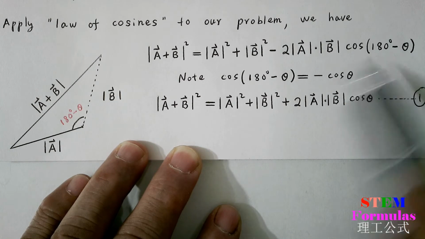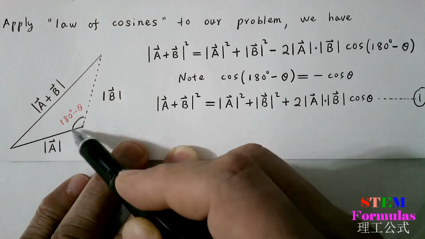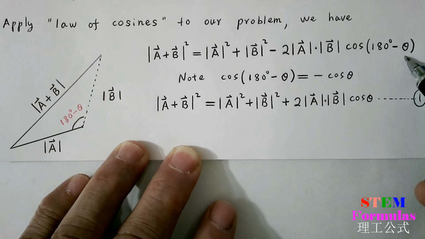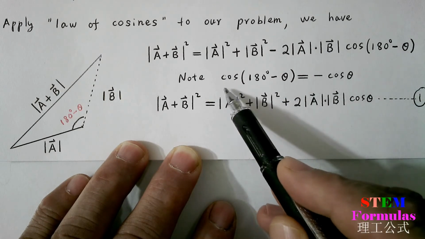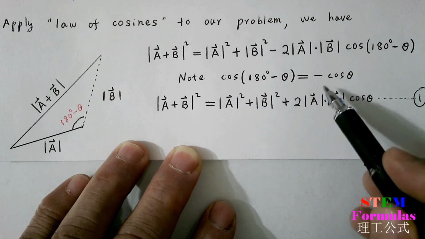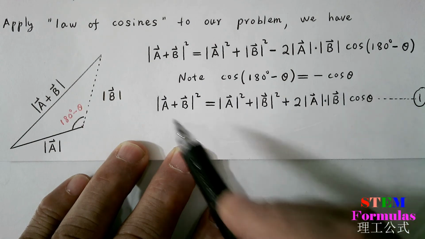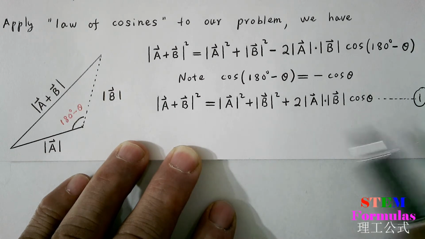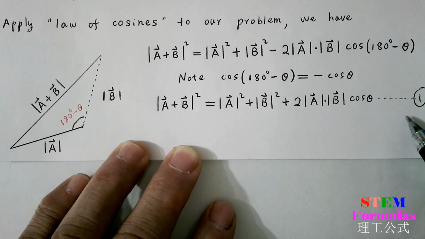Notice that the angle here is 180 degrees minus theta. And we use this mathematical identity, cosine of 180 degrees minus theta equals minus cosine theta. We get this equation, and I call it equation 1.